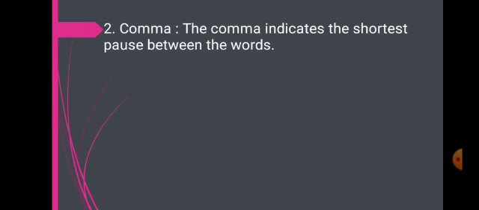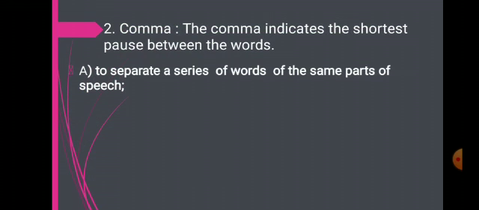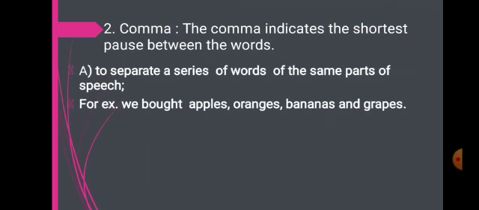Next is comma. Now comma again indicates a pause, as I have already told you, but this is the shortest pause between two words. When we need to take a little pause between two words, then we put a comma. First place where we use comma is to separate a series of words of the same parts of speech. Parts of speech means if I am talking about nouns or pronouns or adjectives. So in that sentence, it will be a series of those words which I want to separate. So I put a comma to show a small pause.